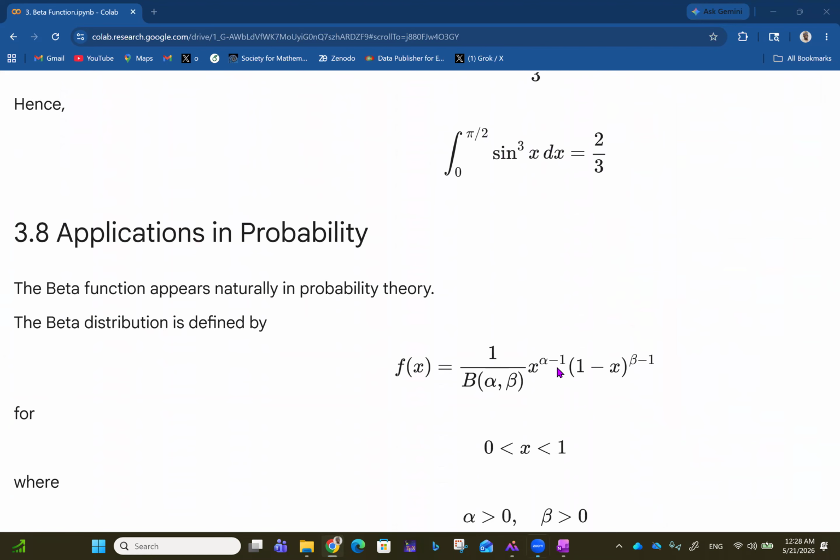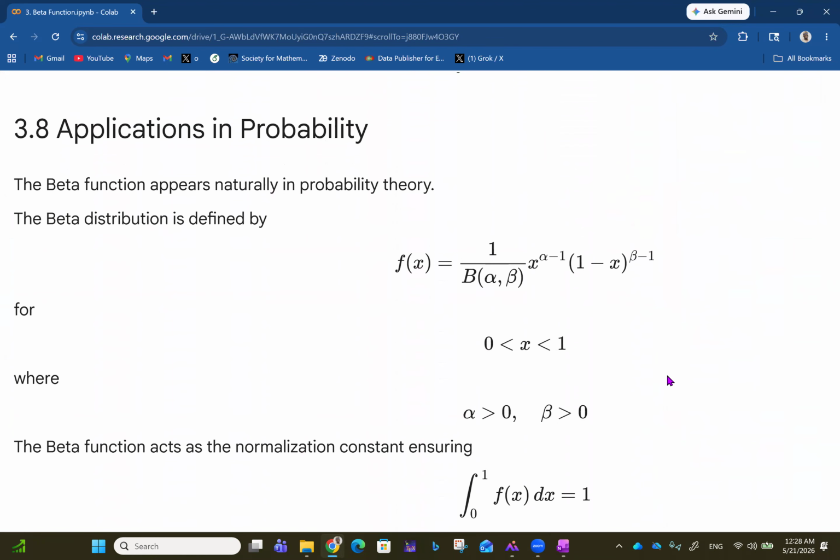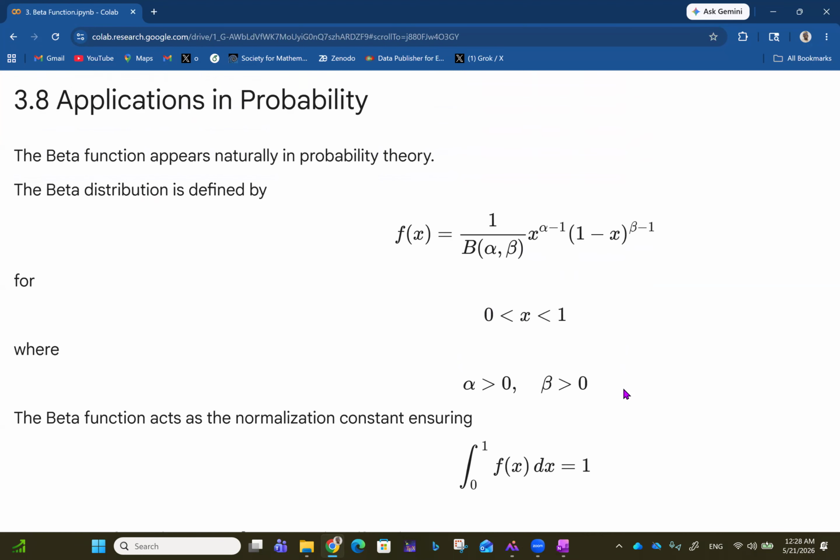So let's talk about some applications in probability of these things. The beta function appears naturally in probability theory. The beta distribution is defined by f of x equals 1 over beta of alpha comma beta, times x raised to alpha minus 1, times 1 minus x raised to beta minus 1. So this is what the beta distribution looks like. This happens for x lying between 0 and 1, where alpha and beta must be greater than 0, just like the p and q we have in the original Euler beta integral.